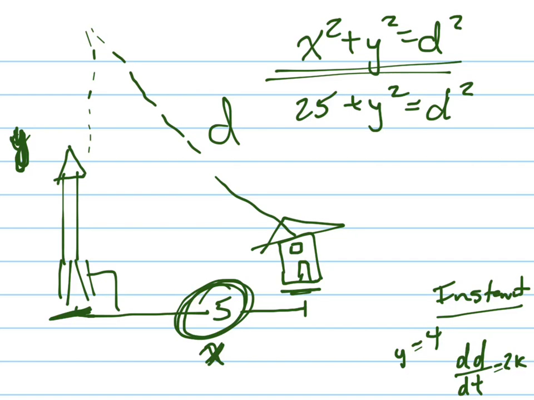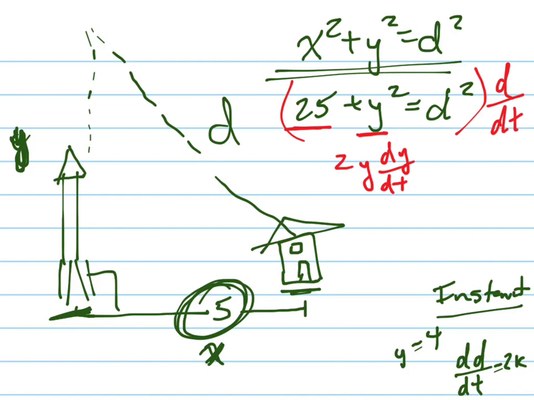And now I can do the implicit differentiation. So I'm going to differentiate this with respect to time. So I like to write it like this: d/dt. That's what I'm doing. And when I do that, what's the derivative of 25? 0. It's gone. So this is going to be 2y dy/dt equals 2d dd/dt.